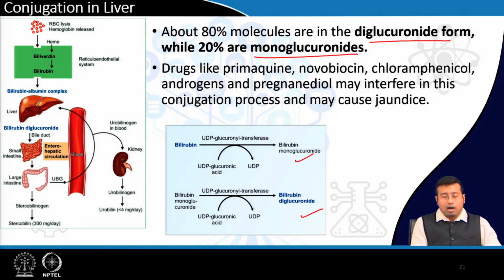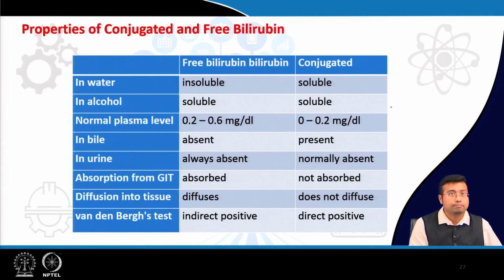There are certain drugs like primaquine, novobiocin, chloramphenicol, multiple antibiotics and anti-malarials, as well as hormonal drugs like pregnanediol, that may interfere with this conjugation and lead to jaundice. We will be discussing jaundice in detail in our next class, where we will go through a plethora of reasons, and this is one reason. If there is a problem in conjugation, there will be jaundice. Okay. So, conjugation happens in the liver.